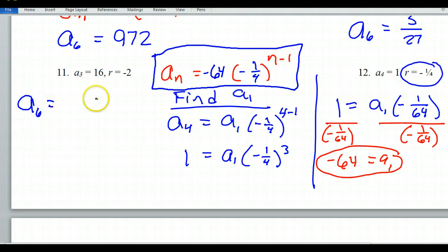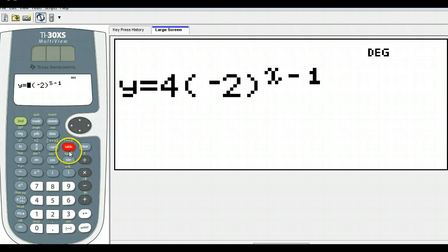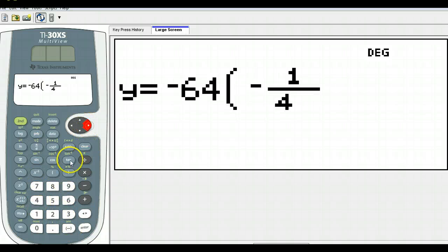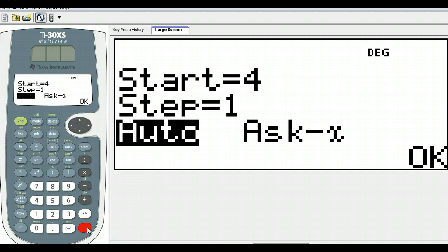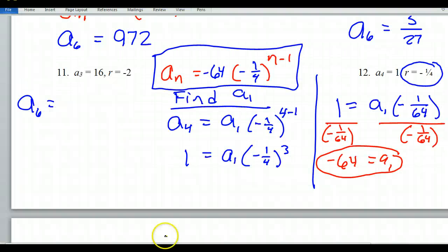If I want to know what A6 is, I'm just going to go to my calculator. Go to the table function, and we have negative 64 times negative 1/4 to the n minus 1 power. Let's get to the table, and we want the sixth term. So the sixth term is 0.0625. All right, that is the answer. Let's see if we can get a fraction out of it.